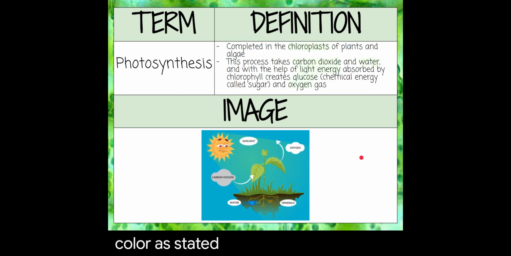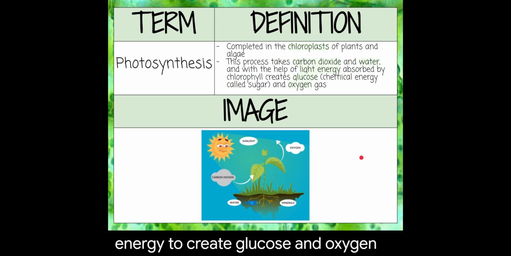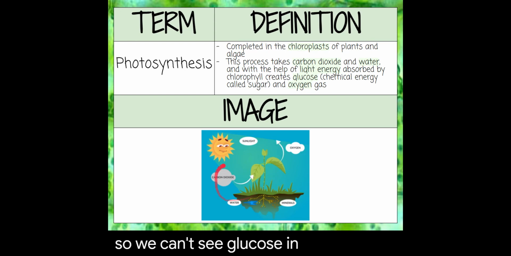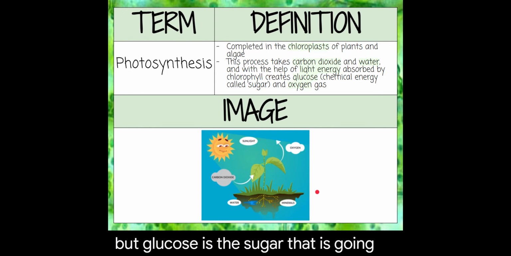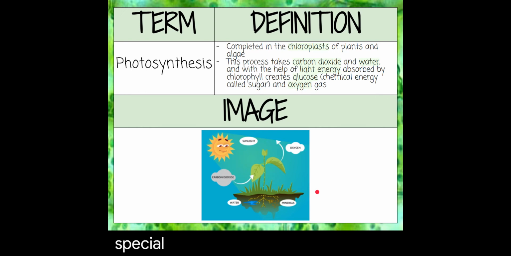As stated, this process is going to take carbon dioxide, water, and light energy to create glucose and oxygen. So we can't see glucose in this picture, but glucose is the sugar that is going to give the plant energy. So it is a form of chemical energy, and we call that special form of sugar glucose.